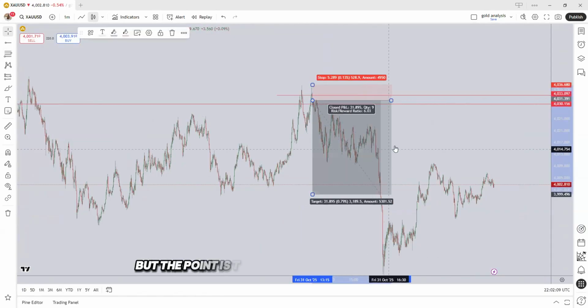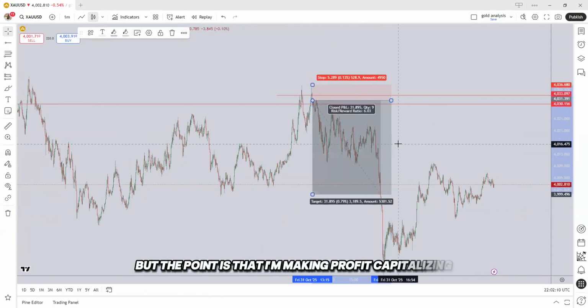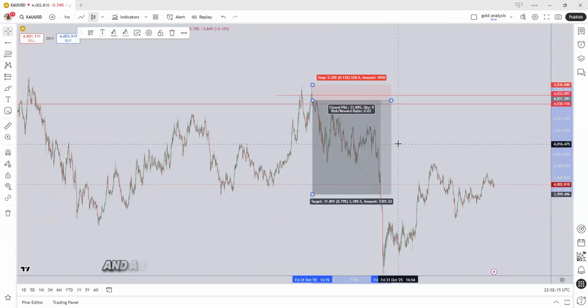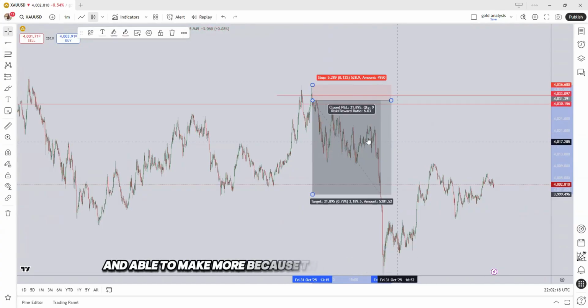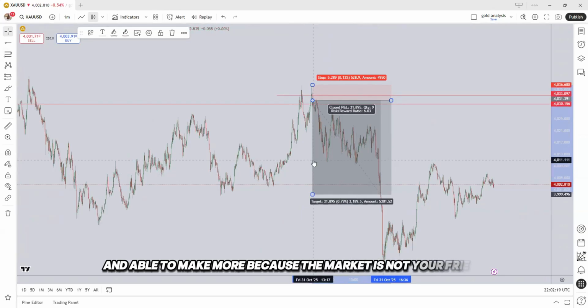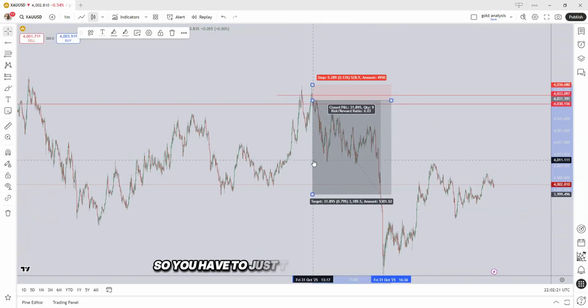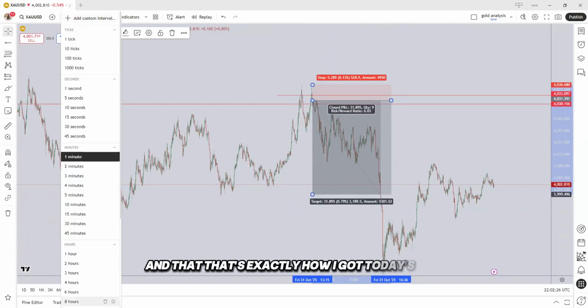But the point is that I'm making profit, capitalizing, increasing my risk, adding to my positions, and am able to make more because the market is not your friend. So you have to just take your opportunities. And that's exactly how I caught today's trade.